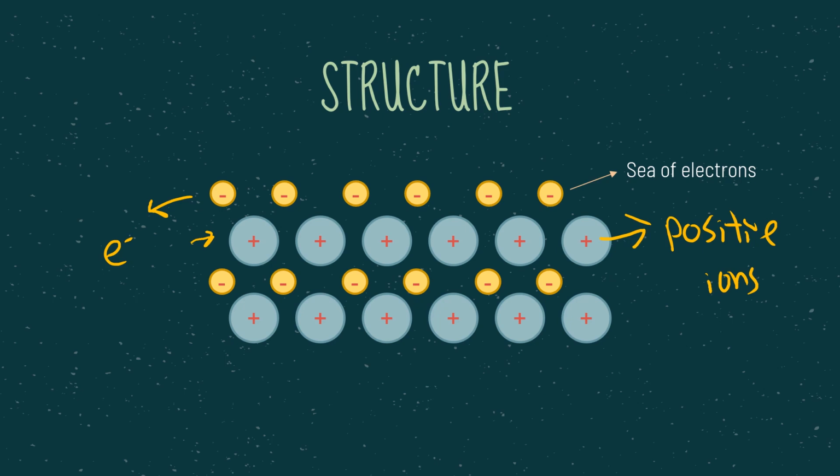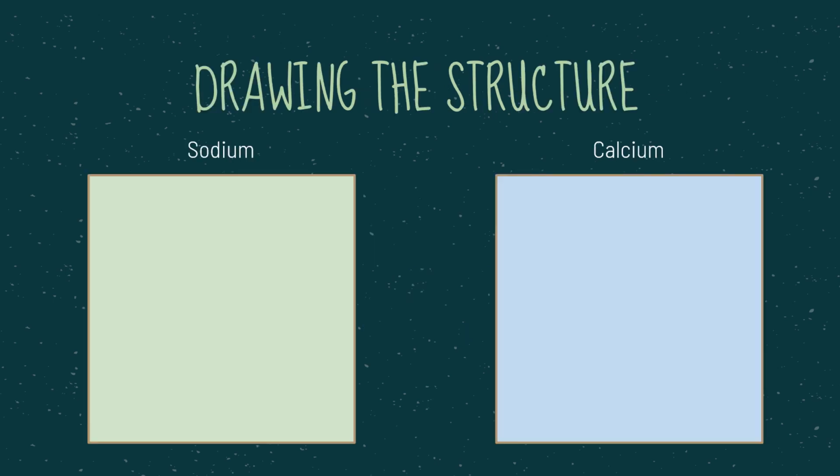This sea of electrons actually differs from metal to metal. Here we are supposed to draw the metal structure of sodium and calcium. From the periodic table, we know that sodium is in group 1 and calcium is in group 2. So this means that sodium has a valence shell of 1 electron and calcium has 2 electrons in its valence shell. Now we're going to draw the sodium metal structure.